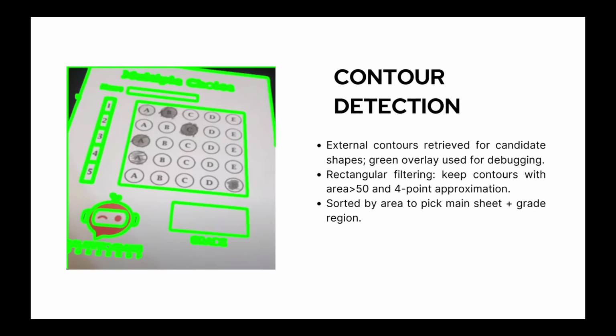Once the image is pre-processed, we move on to the contour detection. Here we look for external contours that might represent important regions, such as the exam frame and the scoring box. To refine the result, we filter only for rectangular contours with an area greater than 50 and a 4-point approximation. The contours are then sorted by size to identify the two main ones, the exam paper and the scoring box. In addition, we display a green overlay for visual verification, which helps us confirm that the detected contours are correct.